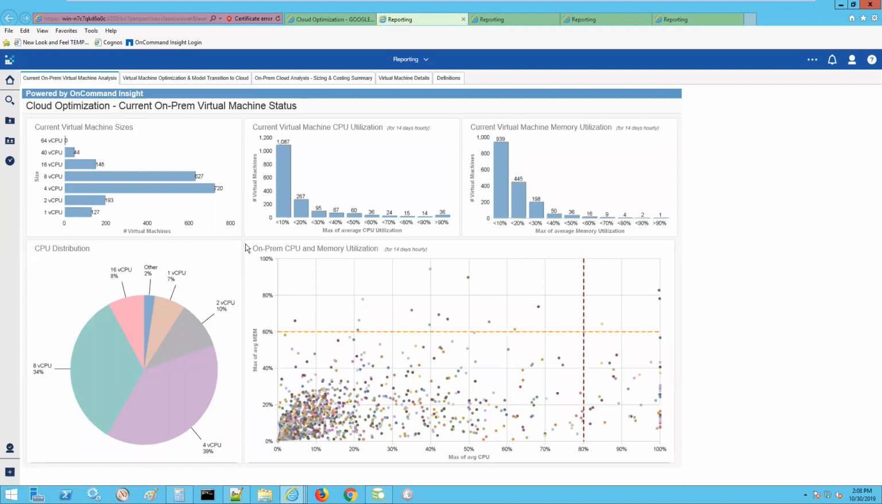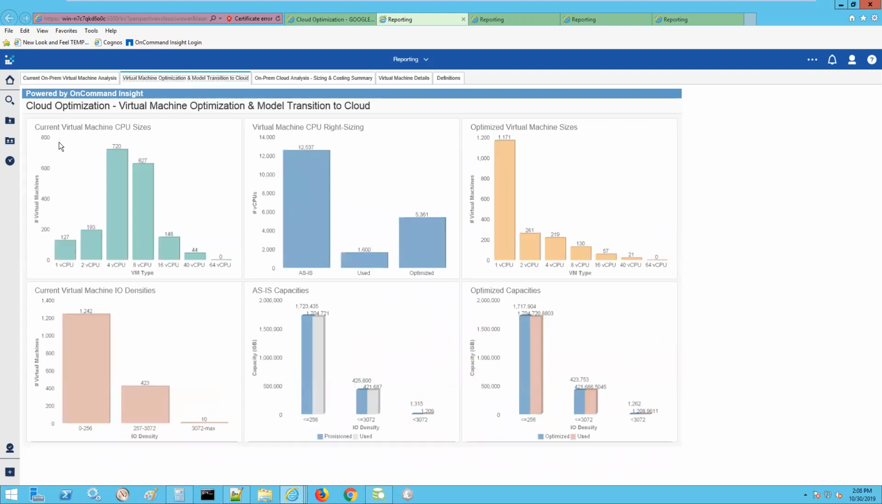But again, it's up to you as to what you want to do and how you want to use it, and we can provide that for you. Once we have an idea of where we stand, we model the data. We take a look at the current CPU sizes, the right sizing as-is versus used and optimized, and then we take a look at the optimized virtual machine sizes after we run it through our algorithm.